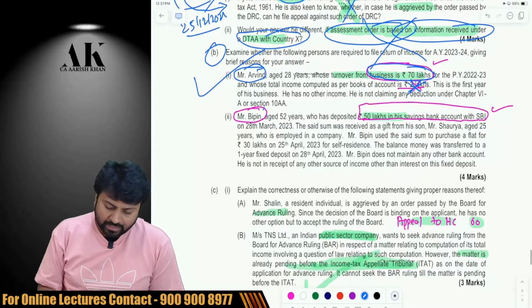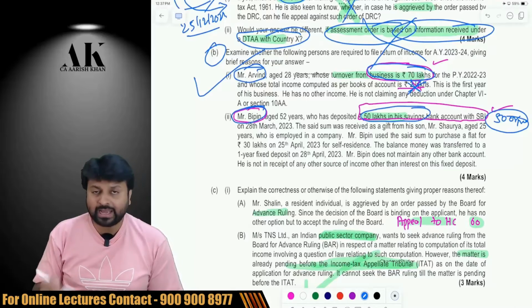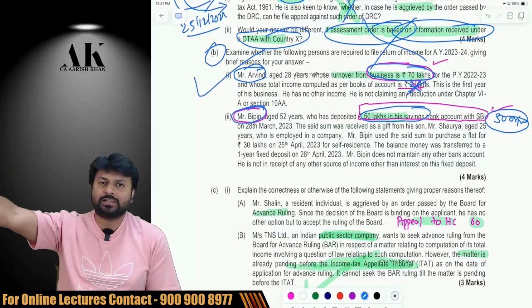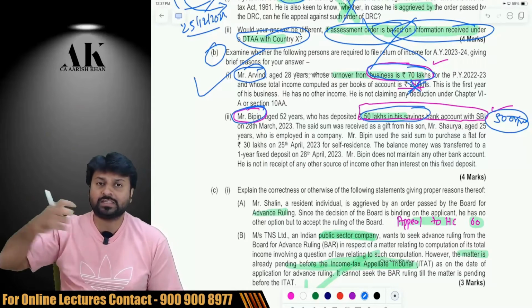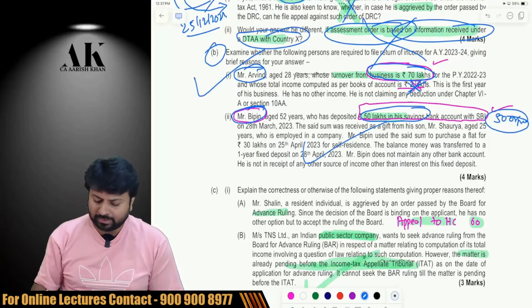Okay. Next, if any person deposits in a saving bank 50 lakhs or more, that person is liable to file the income tax return. Go and see the notification which is given under section 139(1). 50 lakhs or more, if you deposit in a saving bank account, you are liable to file income tax return.